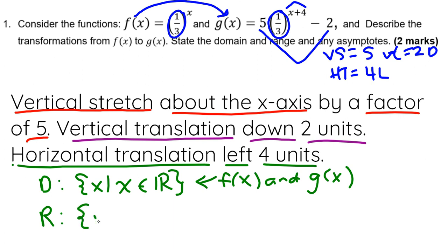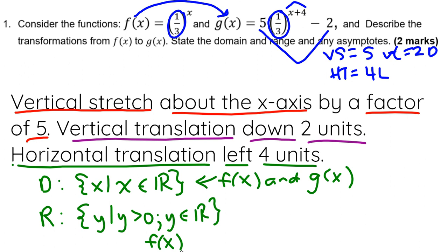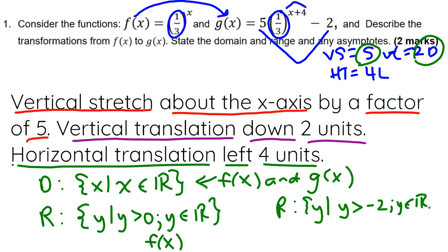Okay, let's look at the range of f of x. Now, normally the range would be the set of all y such that y is greater than 0, but still an element of the reals. That is the range for f of x. So what did we do vertically to change that? Well, we stretched it by a factor of 5. So if I stretch 0 by 5, it's still 0, but then I moved it down 2 units. So my new range is going to also be down 2 units. So still greater than, but greater than -2, but still an element of the reals. That will be the range for g of x.